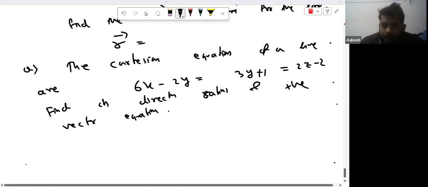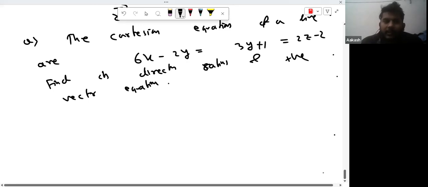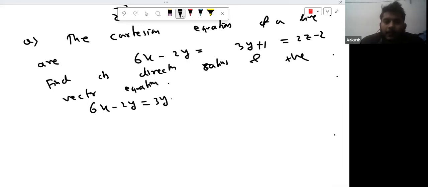Sir, that's 6x minus 2y. Yes. So how to solve this? You can figure out everything in one variable, right? You can take these two equations and find x equals to something or y equals to something. Then you can do the same thing with these two, right?